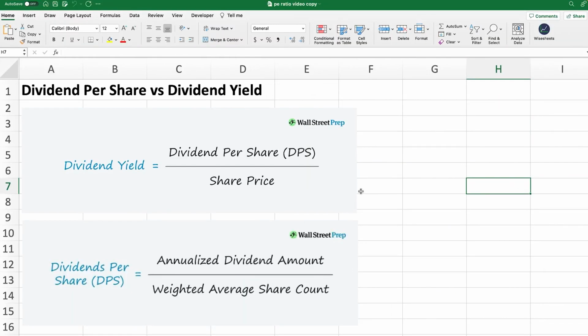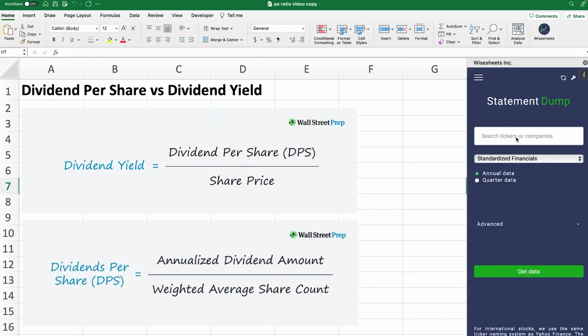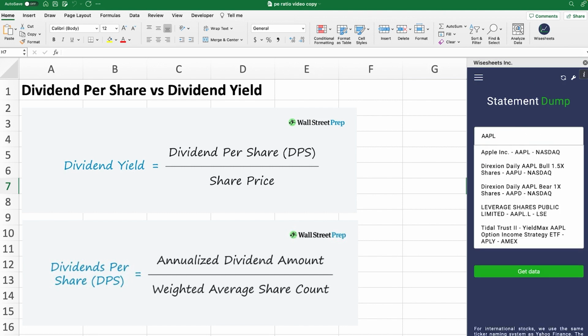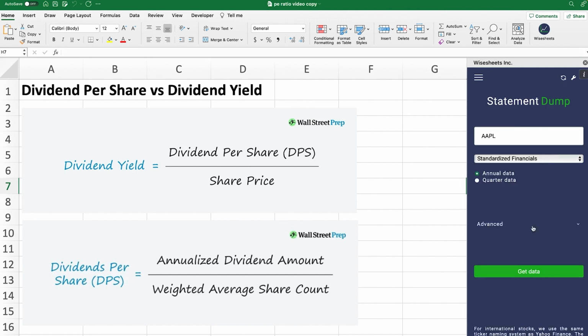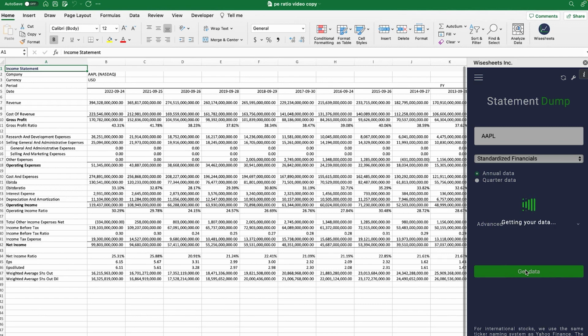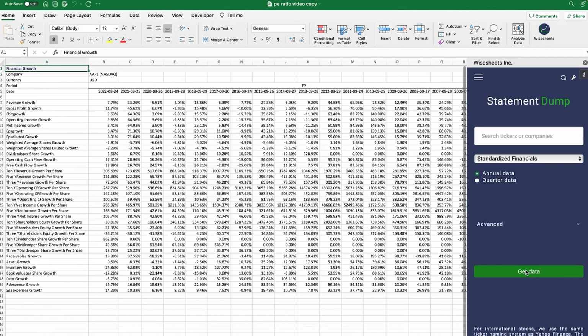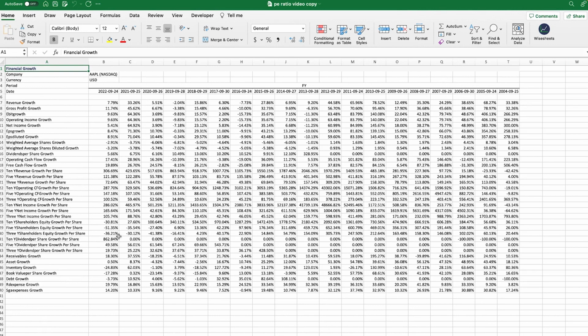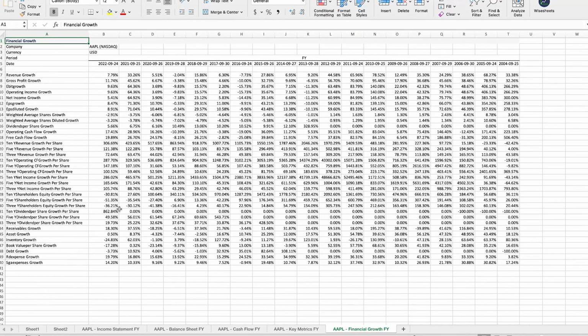So let's go ahead and calculate both of these metrics so that you're really able to understand the difference between the two of them. In order to do that, I recommend that you use a tool like Y-Sheets where you can get companies' financials on your spreadsheet right away, so that way you don't have to constantly go back and forth between your spreadsheet and different websites. And we're gonna start with the dividends per share.